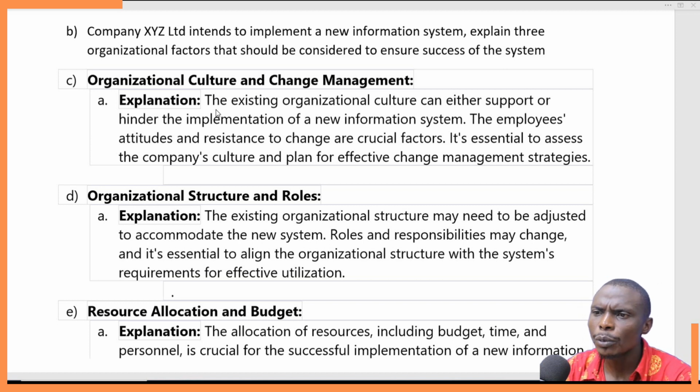The second one is what we call organizational structure and roles. So the existing organizational structure may need to be adjusted to accommodate the new system. For example, the new system could come with roles that are changing, and responsibilities that are changing from one department to another, or one personnel to another. So it is essential to align the organizational structure with the requirements of the new system for effective utilization.